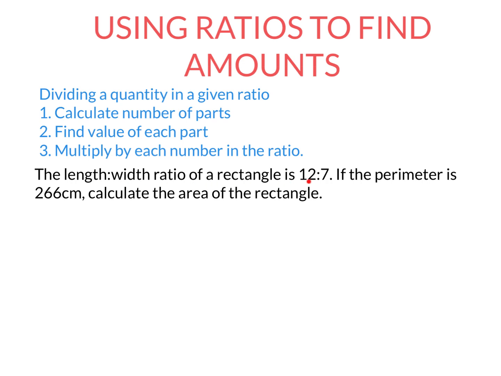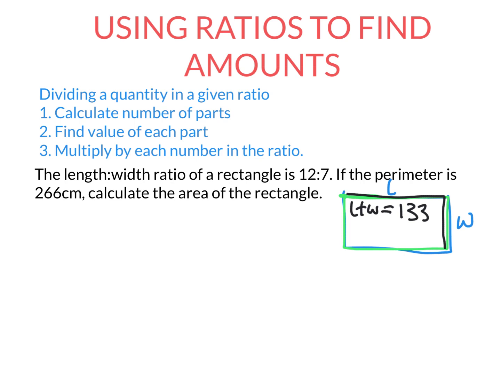The length to width ratio of a rectangle is 12:7 and the perimeter is 266. We're going to calculate the area of the rectangle. We can only calculate the area if we first calculate its length and width. Notice that if the perimeter is 266, it's 266 all the way around, so the length plus the width is equal to half that, the semi-perimeter. It's 133. What we're actually being asked to do is divide 133 in the ratio 12:7.